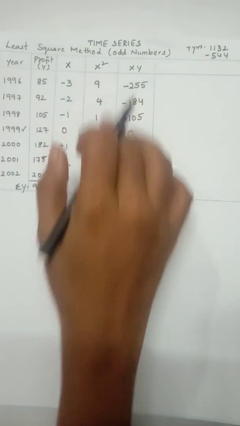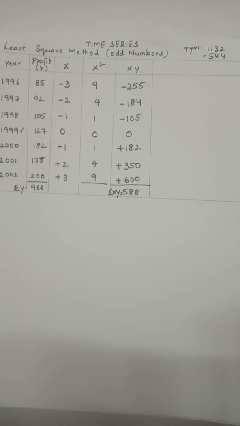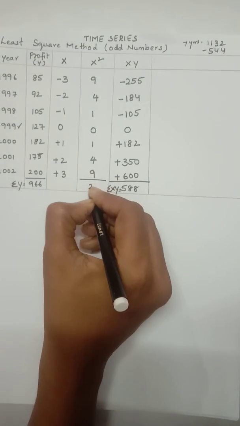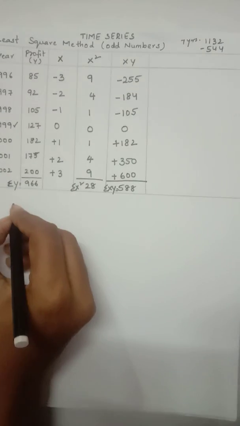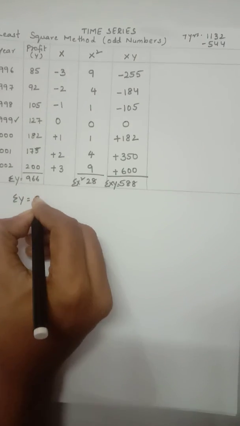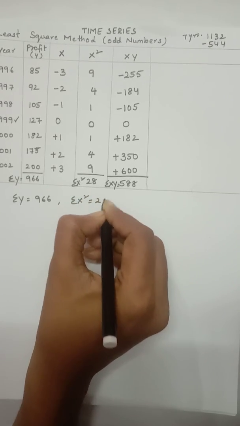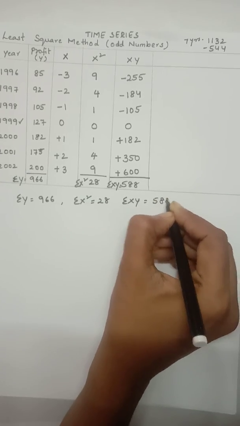Now the x square values: 9 plus 4 plus 1 plus 1 plus 4 plus 9. I get 28, which is summation x square. So summation y is equal to 966, summation x square is equal to 28, and summation xy is equal to 588.